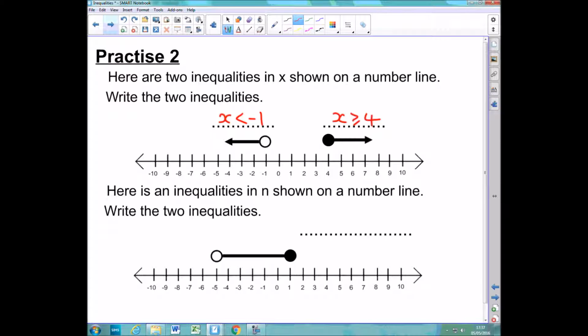Okay, so in the second one, we're looking for an inequality between -5 and 1. So x is going to sit in between here. Now we want x to be greater than -5, so that x is going to be on the greater side of the inequality, but we want it to be smaller than or equal to, because it's filled in, 1.